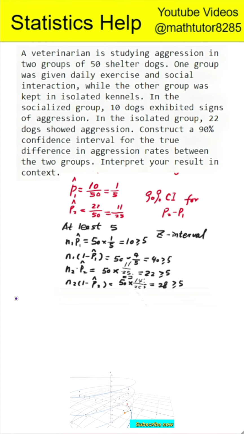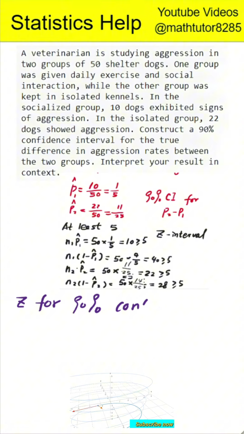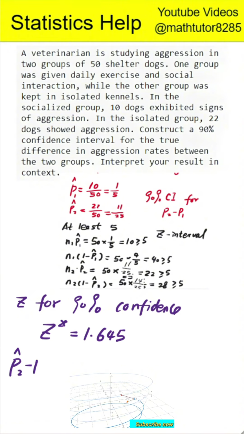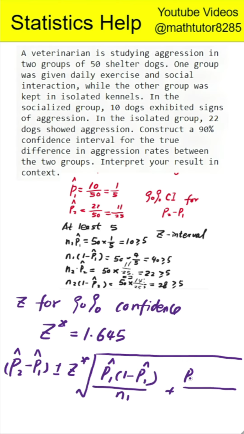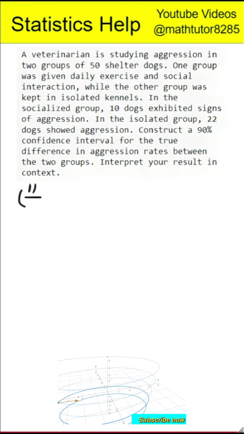Next step is to apply the confidence interval formula. We are using a 90% confidence level, so the critical value z star is 1.645. Now we calculate the difference between p2 hat and p1 hat. That's 11/25 minus 1/5. 1/5 is equivalent to 5/25. So the difference is 6/25.